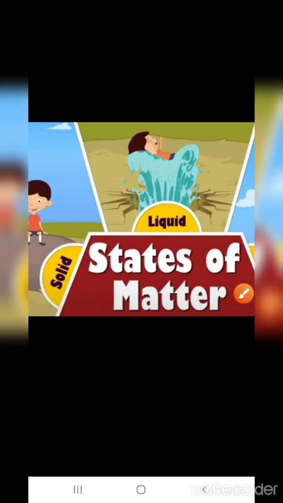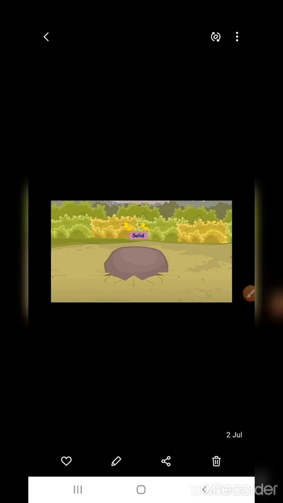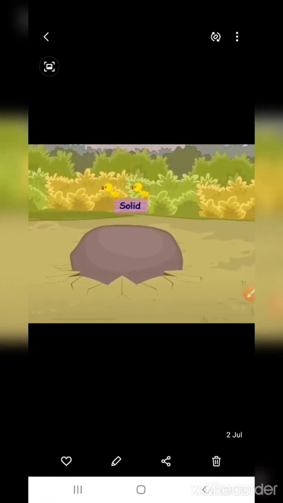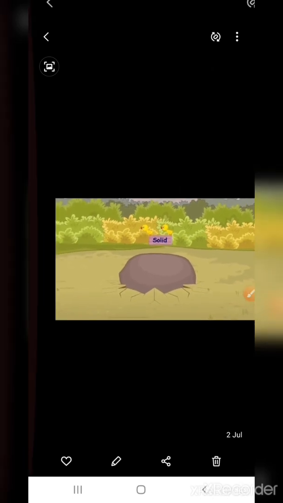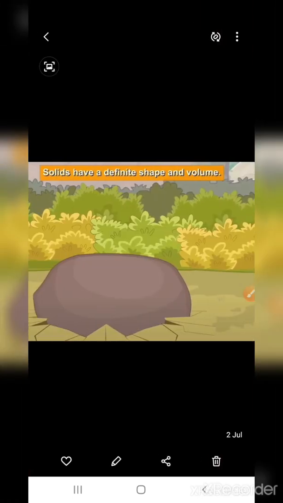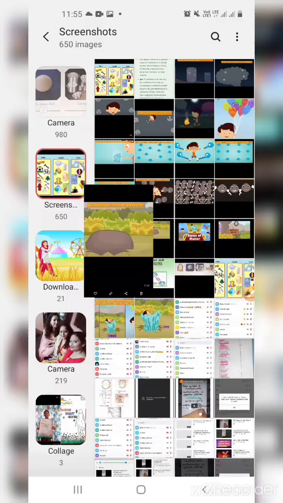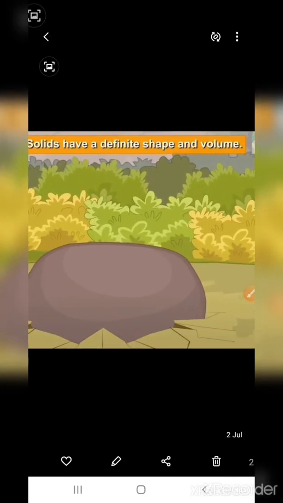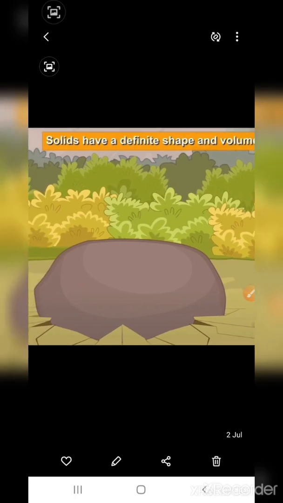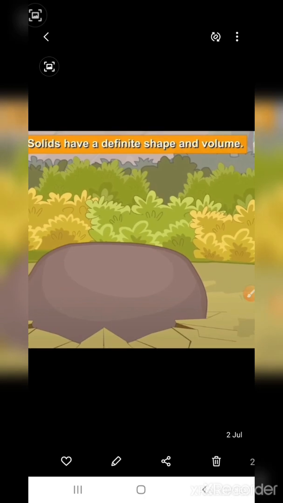What is solid? Look here. This is a stone, a very heavy stone. This is solid. So what is solid? We can say that solids have a definite shape and volume. You can see here it has a definite shape and volume. Volume, it's taking up space, right? And definite shape. That is known as solids, right?